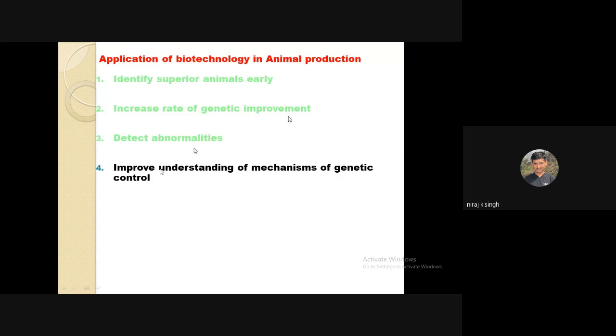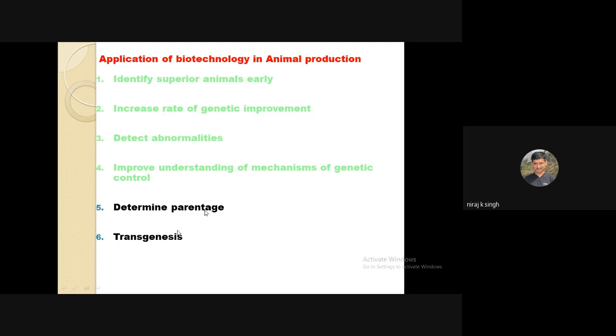Fourthly, improved understanding of the mechanism of genetic control. Biotechnology also plays an important role in studying the genetic controls on different phenotypes. Fifthly, to determine parentage. As you know, parentage testing is there nowadays. Previously, it was commonly used for human beings in criminal cases. But nowadays, parentage testing can also be performed for animals with the help of biotechnology. Sixthly, transgenesis. With the help of transgenesis, we can improve animal production, which I will discuss later.